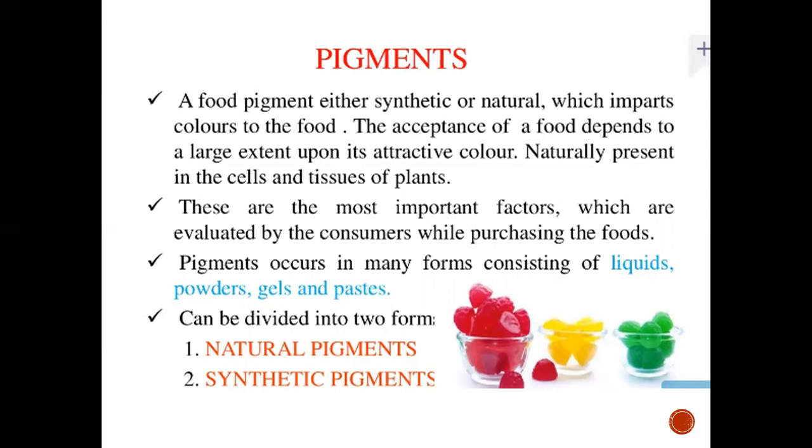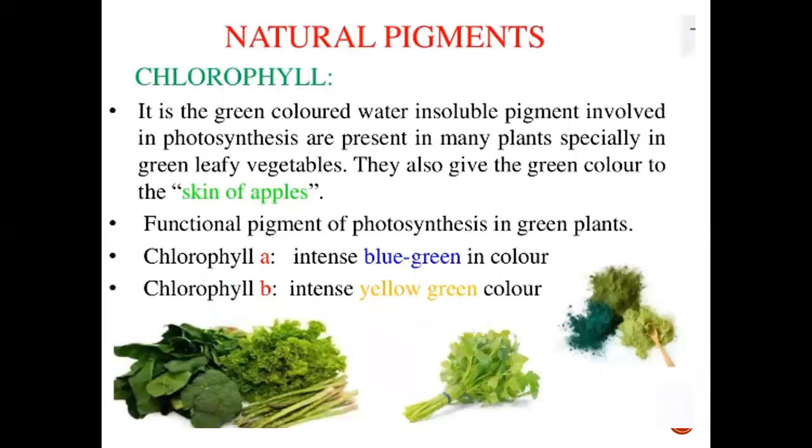Pigments occur in many forms like liquids, powder, gel, paste, etc. They can be natural pigments and synthetic pigments. Synthetic pigments are all the coloring agents we have mentioned earlier, all the chemical things which are produced. Natural pigments are what we're going to study. For example, the most common natural pigment is chlorophyll, the green colored water insoluble pigment involved in photosynthesis, which is present in all the green leafy vegetables. So the green color in all plant foods is from chlorophyll.